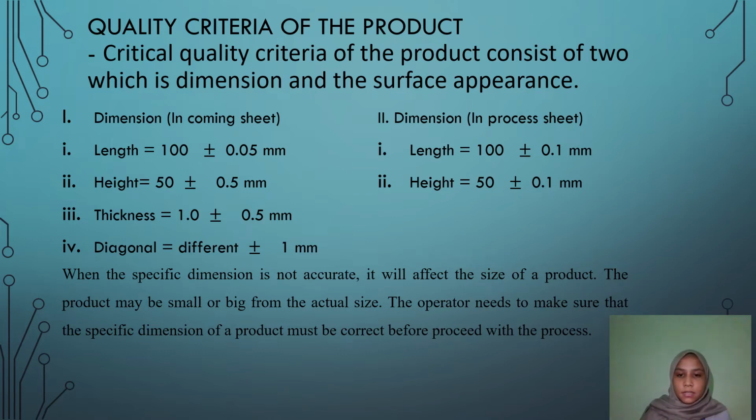Second is dimension in the in-process sheet. Length equals 100 plus minus 0.1 mm and height equals 50 plus minus 0.1 mm. When the specific dimension is not accurate, it will affect the size of the product. So, the product may be smaller or bigger than the actual size. So, the operator needs to make sure that the specific dimension of a product is correct before proceeding with the process.